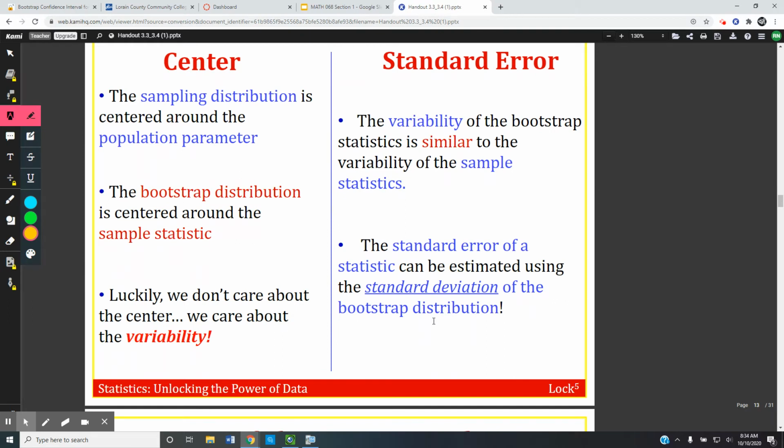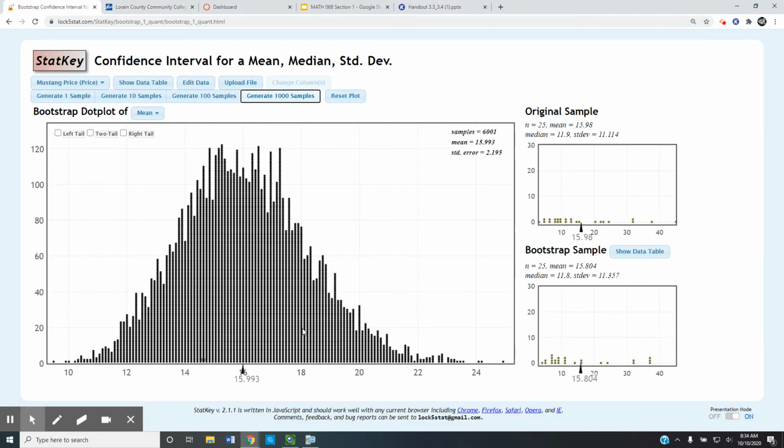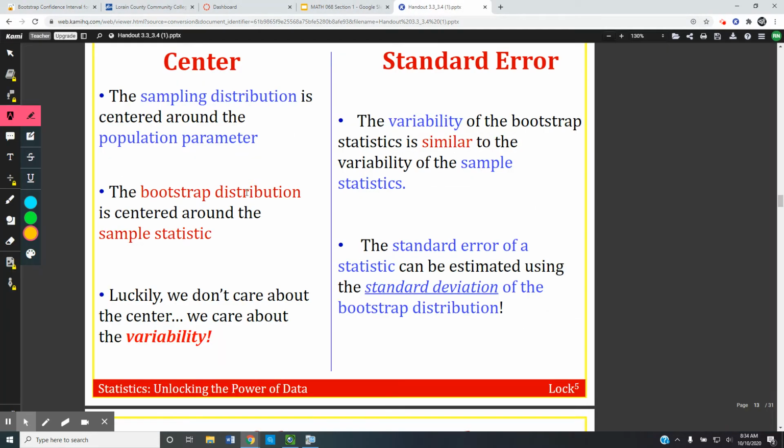The sampling distribution is centered around the population parameter. That's important, and we'll say that a couple more times here: the sampling distribution is centered around the population parameter. If I go back here, this sampling distribution is centered around what we believe is the population parameter, 15.993. The bootstrap distribution is centered around the sample statistic. So now we have two different things here, and let's make sure we define them clearly and that I get the words right for you.